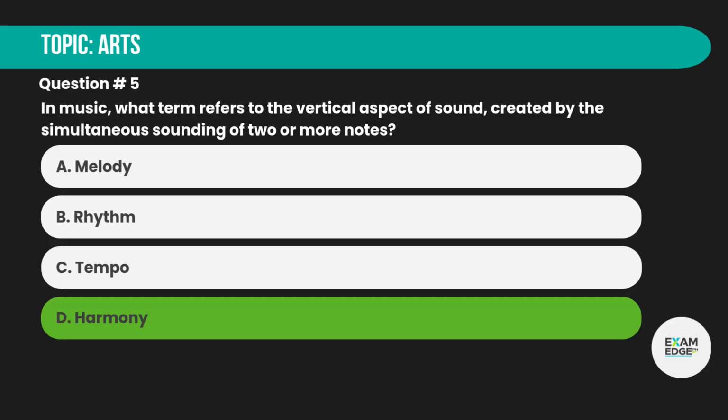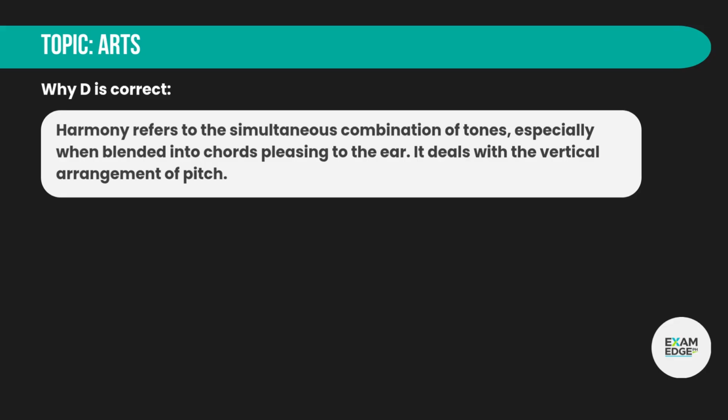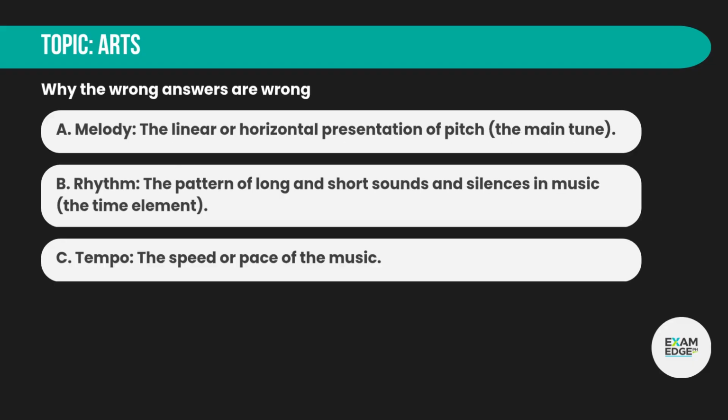Correct answer: D. Harmony. Why D is correct? Harmony refers to the simultaneous combination of tones, especially when blended into chords pleasing to the ear. It deals with the vertical arrangement of pitch. Why the wrong answers are wrong?